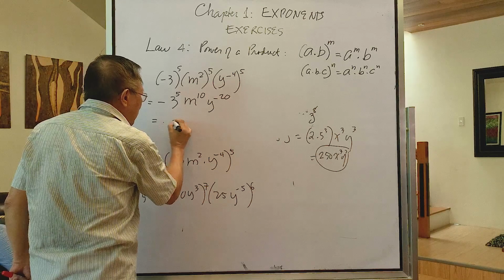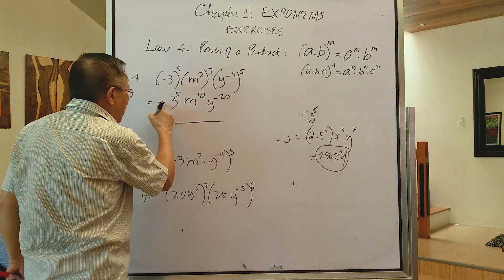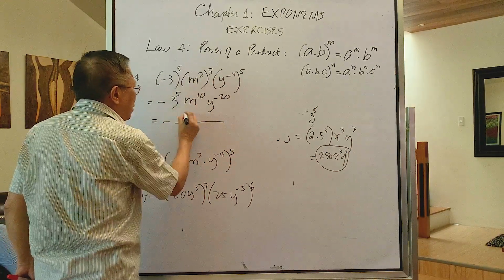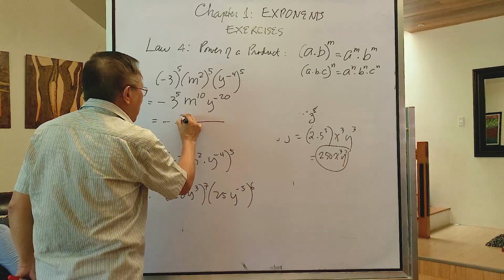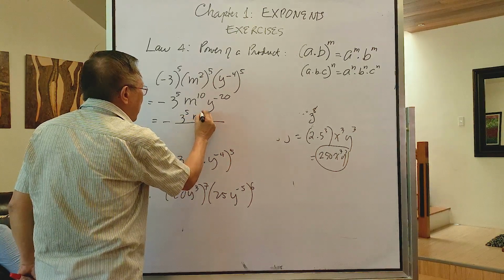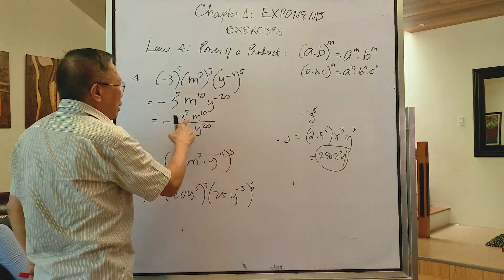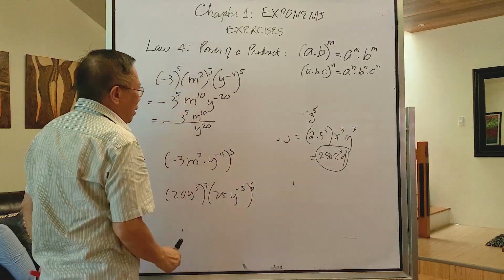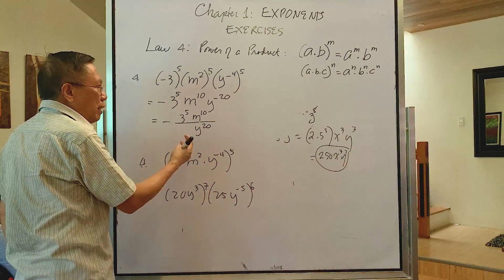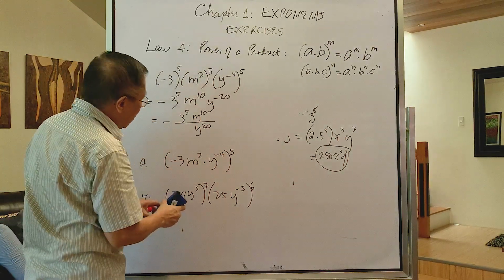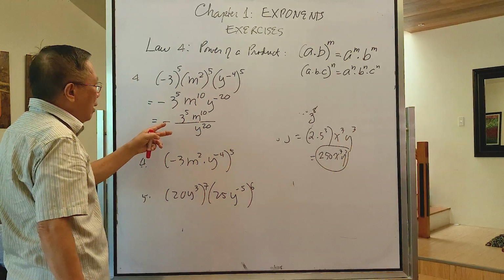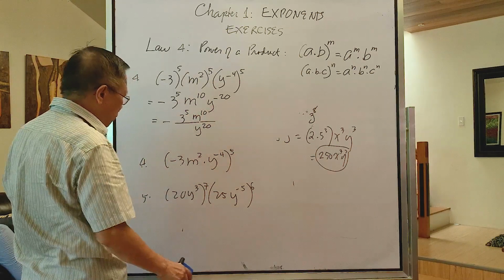Okay. And notice that if I have this fraction, this negative should be before the fraction. And this will now give me 3 to the 5th, m to the 10, and this will give me y to the 20 below. You may expand 3 to the 5th, which is 3 times 3 times 3 times 3 times 3, or that's 243, or you can have your answer that way.